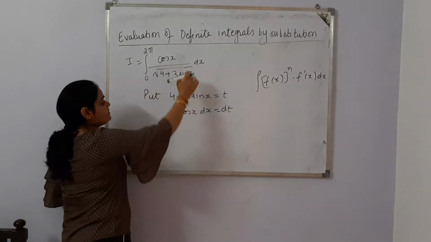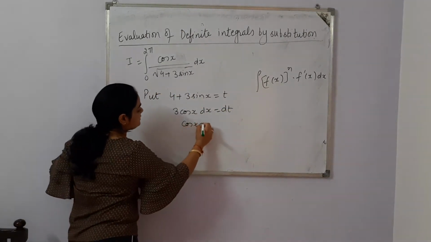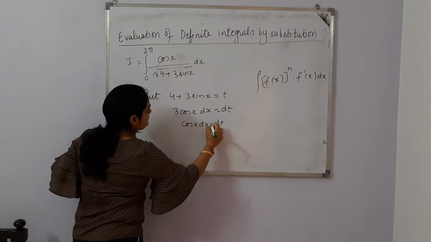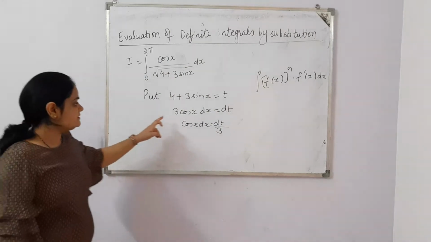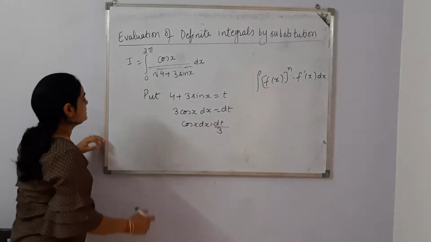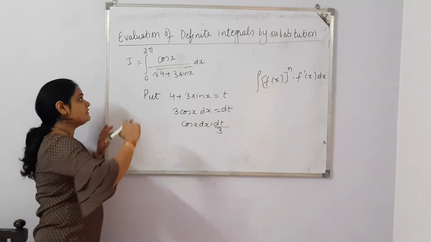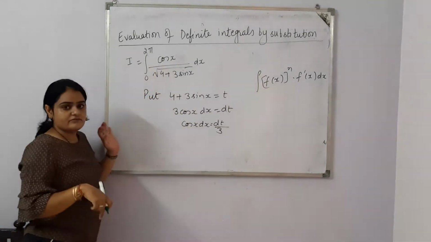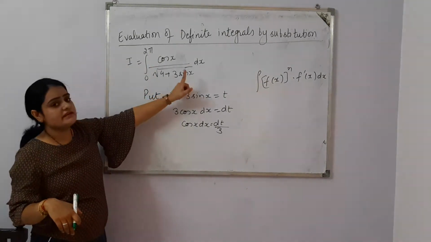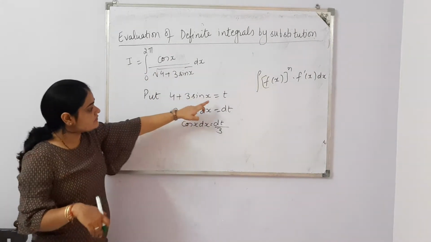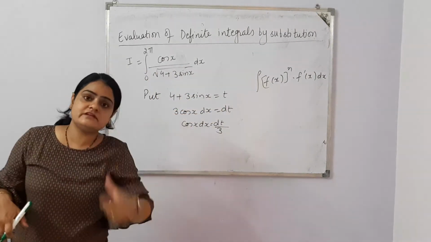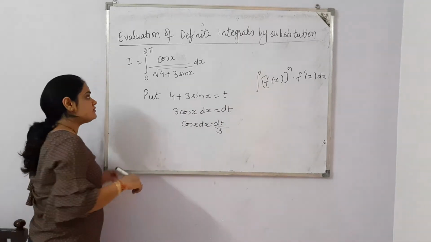So here we have cos x dx. We don't have 3. So what I am doing, I am taking 3 to the other side, so it becomes dt by 3. Now what about the limits? Because these limits are of x. Whenever the function's variable is x, these are the limits. But now we are converting the function into t. Variable has changed. Of course limit will also be changed.